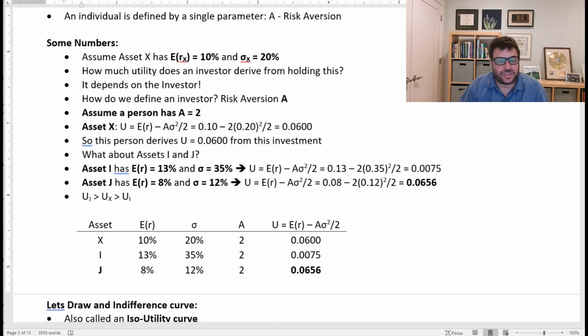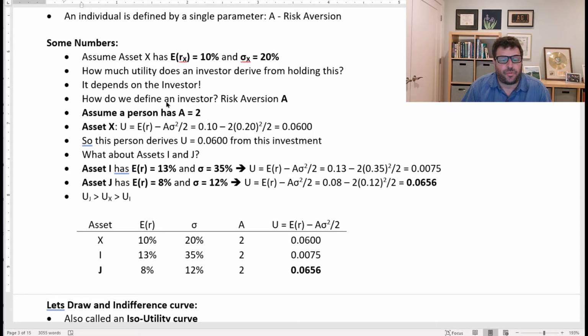So let's assign some return and risk numbers to our three assets, X, I, and J. And we will also assign a risk aversion level for our investor, and we can compute some utility levels. So let's assume asset X has an expected return of 10 and a standard deviation of 20. How much utility does an investor derive from holding this asset? Well, it depends on the investor, and remember we define the investor by risk aversion parameter A.